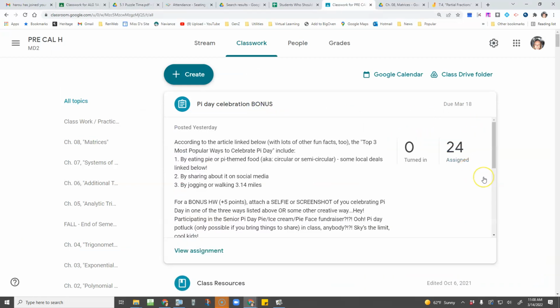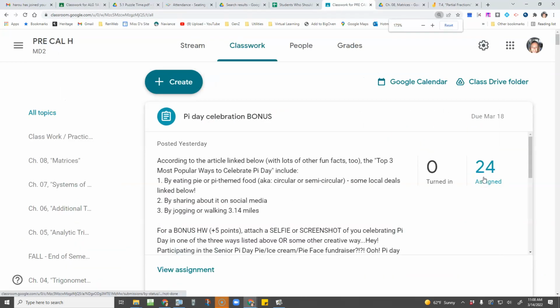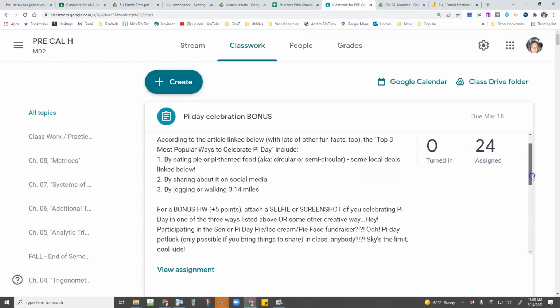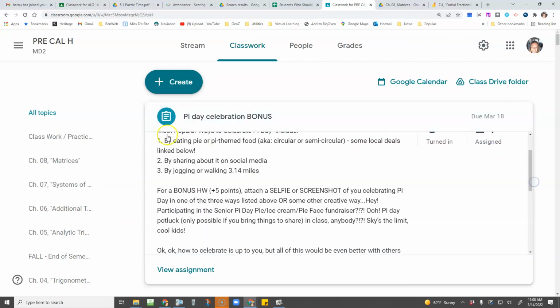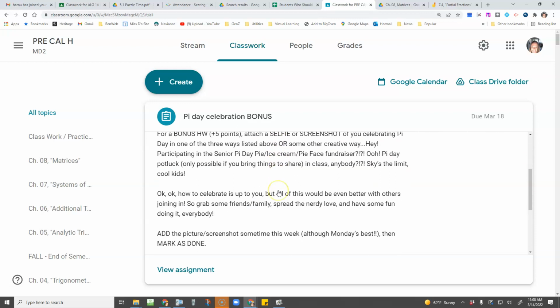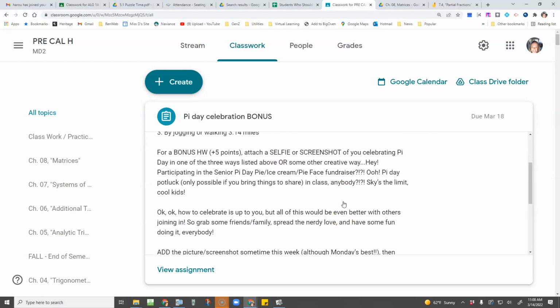Pi Day celebration. Here's the version that you were supposed to get. On the article below, you guys have some different ways to celebrate pie. Some of the best ways are eating pie or pie-themed food, aka circular or semicircular, or someone brought up the idea of tacos at Taco Bell. As long as they're hard shell, they technically could celebrate too. By jogging or walking 3.14 miles, somebody asked, can I make 31 kills on Fortnite? I mean, I guess you're celebrating. I don't even know. That was a 9th grader.